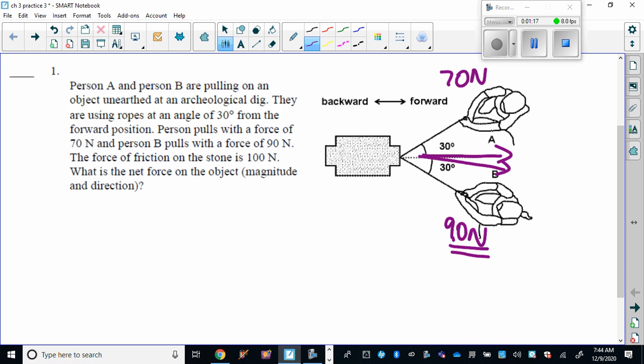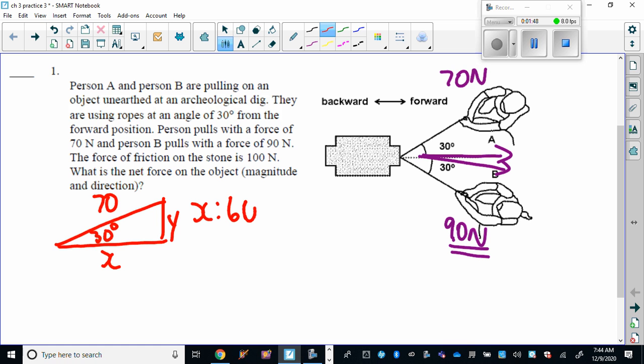What we're going to have to do with this problem is separate everything into components, as we just love doing. So we're going to take person A, 30 degrees, pulling with a force of 70 newtons. We have an X component and a Y component. We're going to use sine and cosine, as we've always done, to find the X and the Y components, and I'm just going to give you the answers. The X component using cosine turns out to be 60.62. The Y component using sine turns out to be 35.